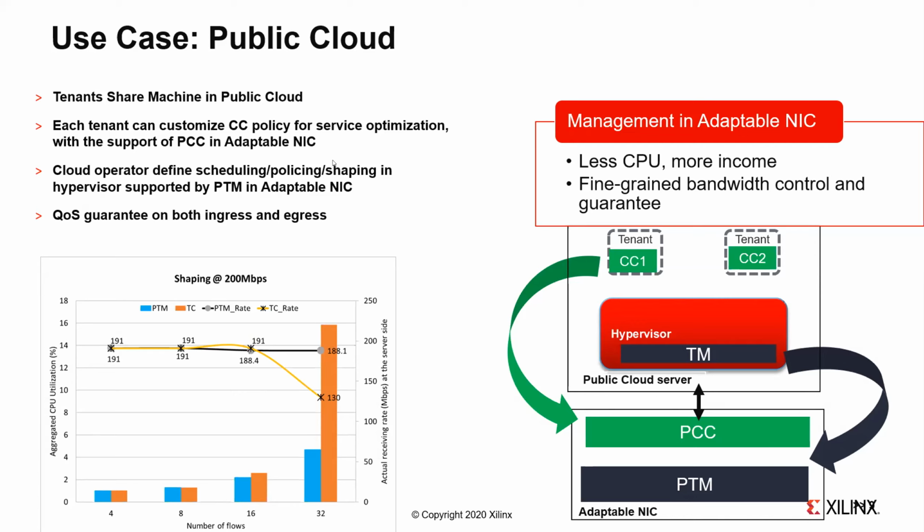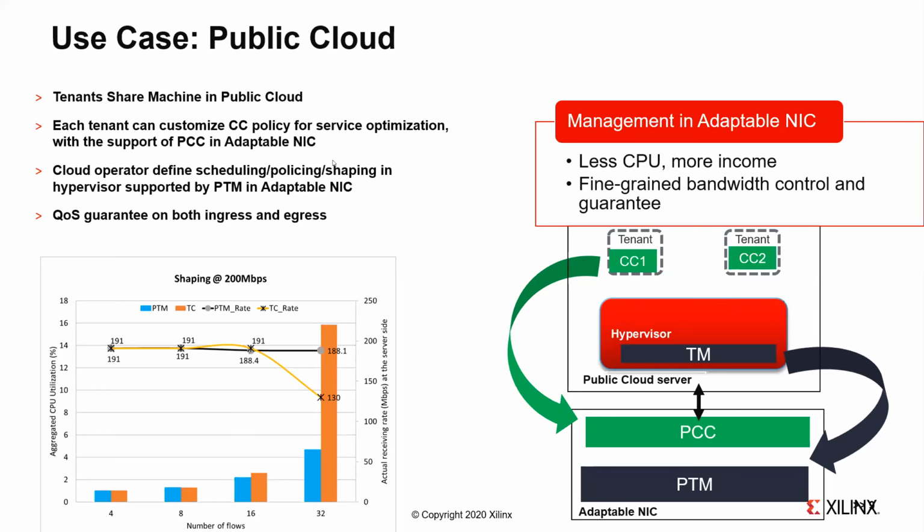Traditionally, in the cloud environment, there is one hypervisor sitting in the software to control the bandwidth and allocate the resources among different tenants, but usually they are equally shared. With the help of the adaptable NIC functions, we could offload the functions to allocate at least the bandwidth resources into the hardware. In this way, we could have more CPU resources to sell to more tenants.